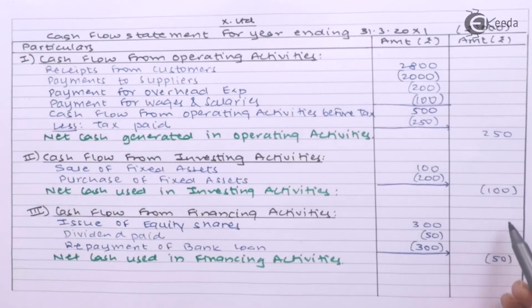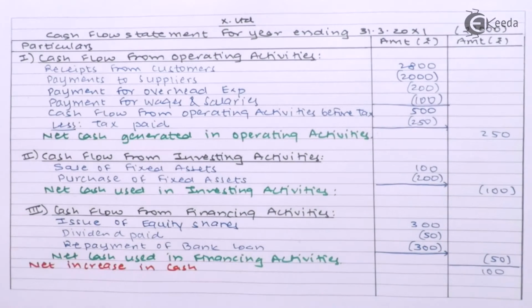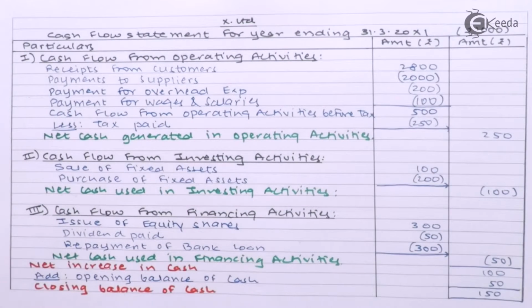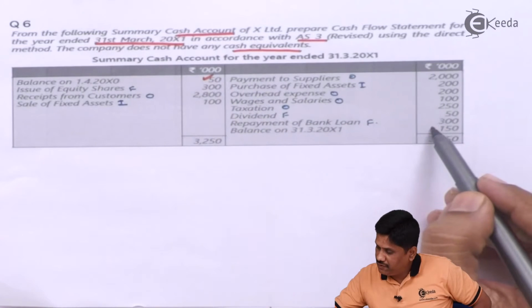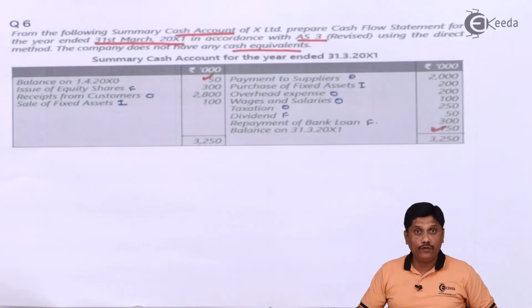When I add up all three, I will get net increase in cash and cash equivalent, and as the question says there are no cash equivalents, it is only the net increase in cash. Net increase in cash balance will be 100. To that I will add opening balance of cash. So you got closing balance of cash 150. Please verify it with the given cash account. Opening was 50, closing became 150. That's what we have produced here.